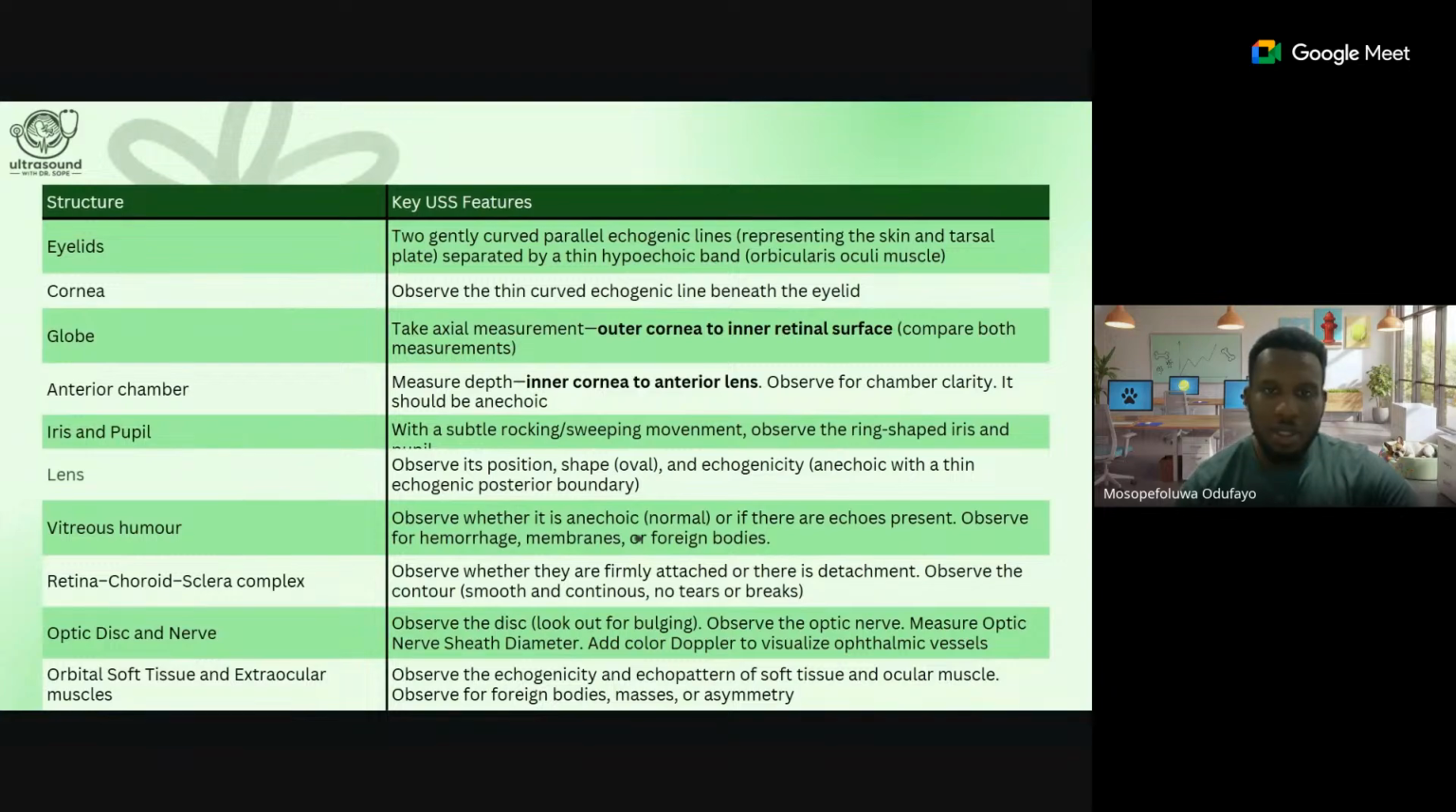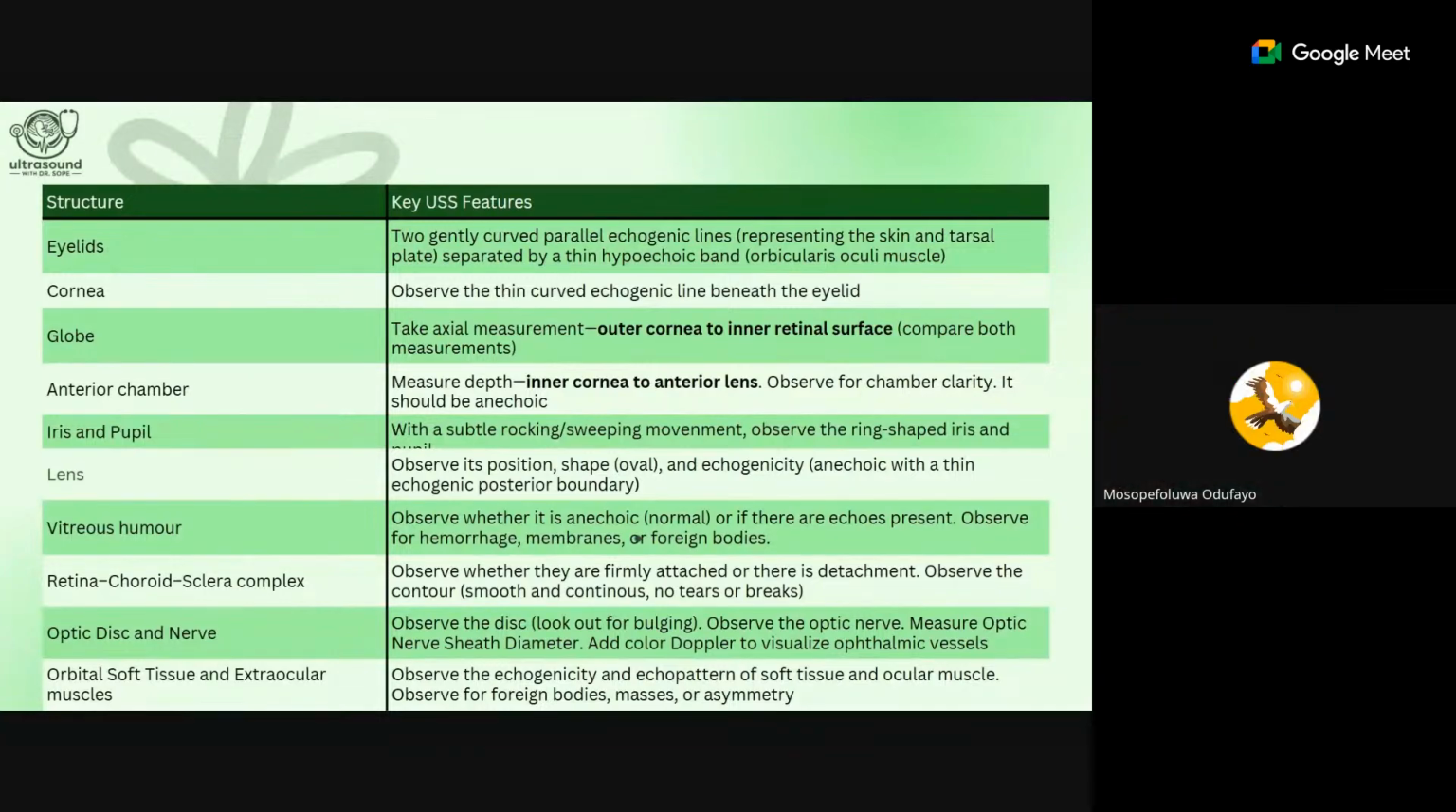This is not kidney we are measuring here. This is not testicle we are measuring here. The eyes have similar diameters. If there is any asymmetry, you need to let us know about it. It's very important.